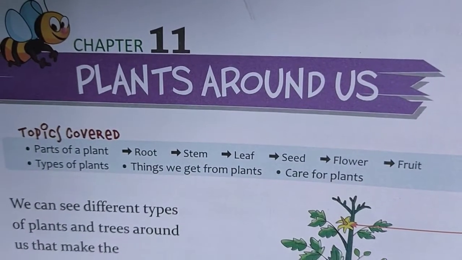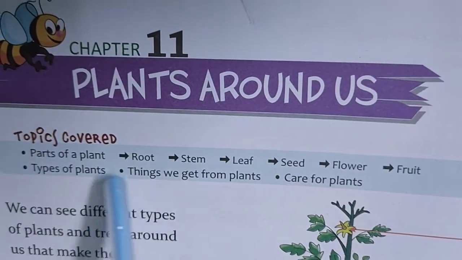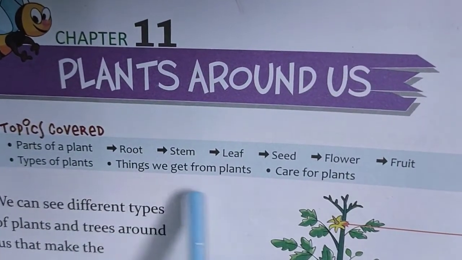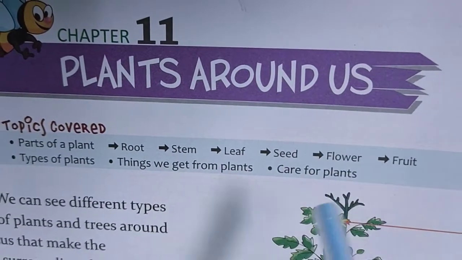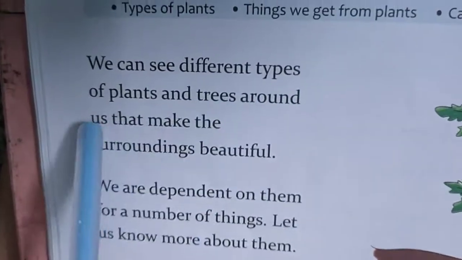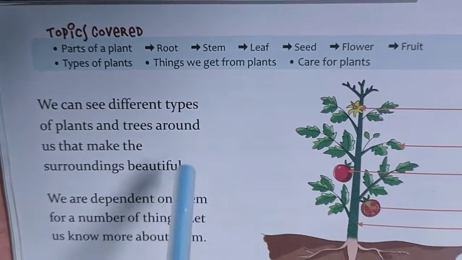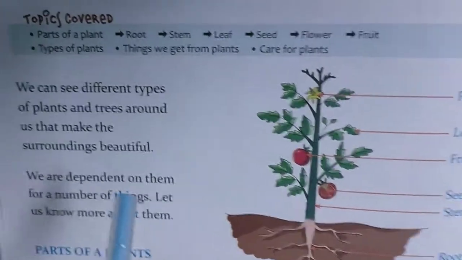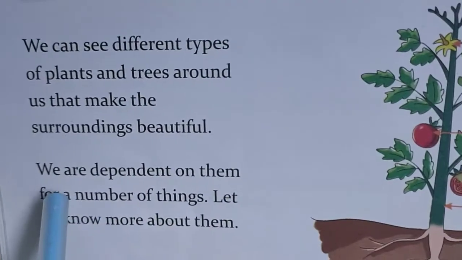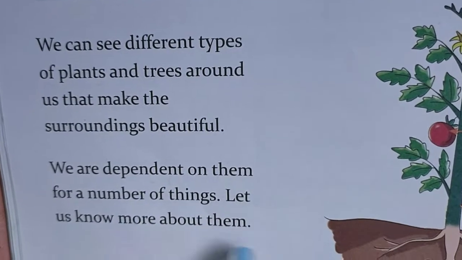Now let us start Science, chapter 11, Plants Around Us. Parts of a plant: root, stem, leaf, seed, flower, fruit. Types of plants: things we get from plants, care for plants. You will read these things in this chapter. We can see different types of plants and trees around us that make the surroundings beautiful. That means flowers and fruits are there. We are dependent on them for a number of things. Let us know more about them.